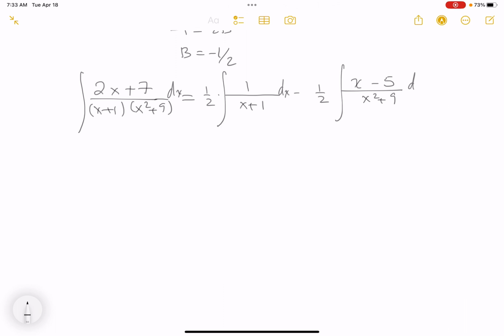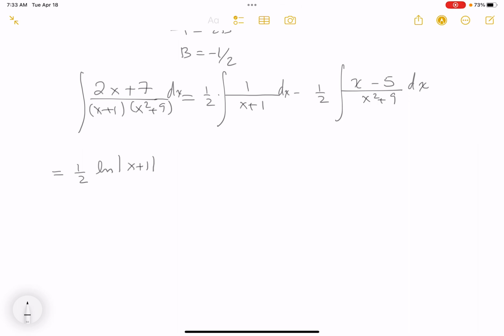I can put the dx over here. All right? So can I integrate that? Well, maybe not. It's totally written. I think I can do the first guy pretty simple, right? So it's going to be 1/2 the natural log of the absolute value of x plus 1.